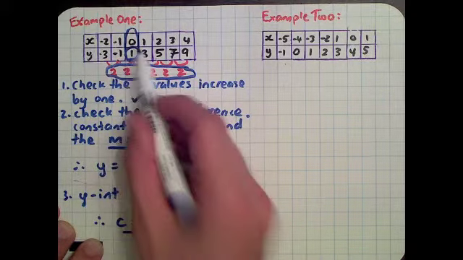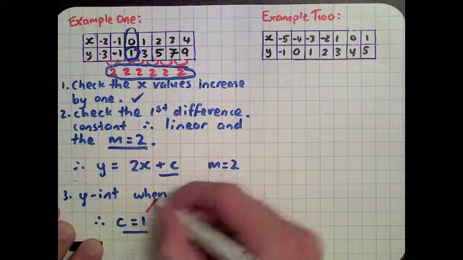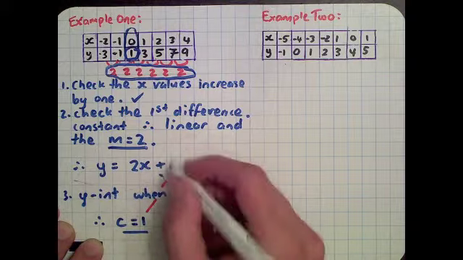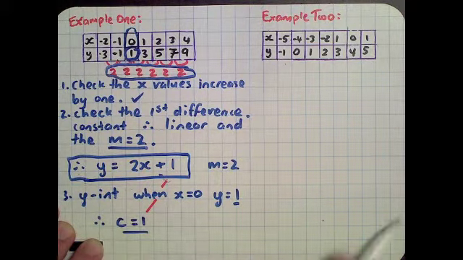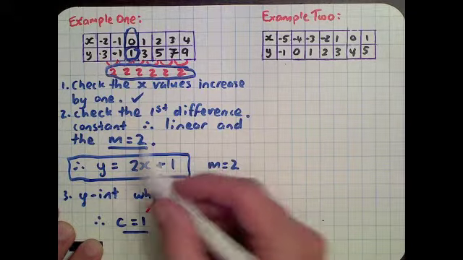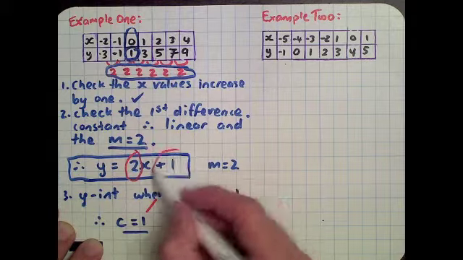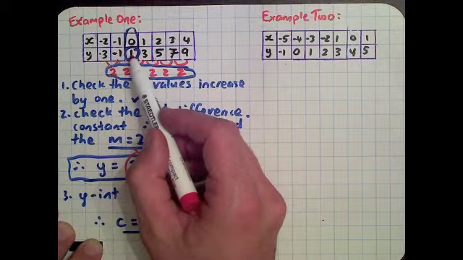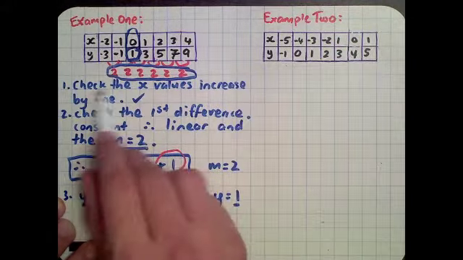Alright, all we've got to do now is take that 1 and put it into our equation. So replace that c with a 1. Hey, pretty easy, eh? Y equals 2x plus 1. So remember, that's our gradient too. We got it from our first difference. And our c value, or y-intercept, we got that from our table when x equals 0. Alright, let's look at another example, eh?